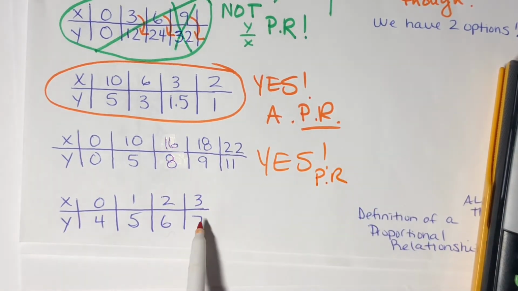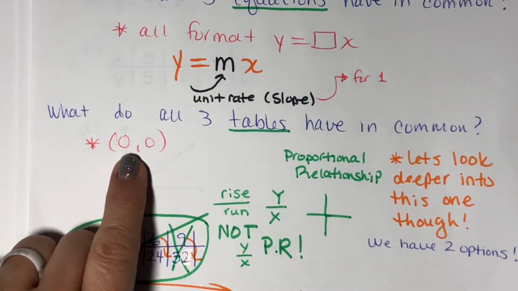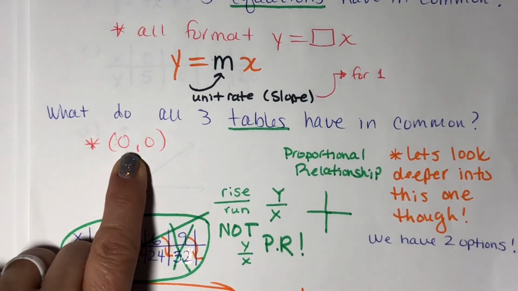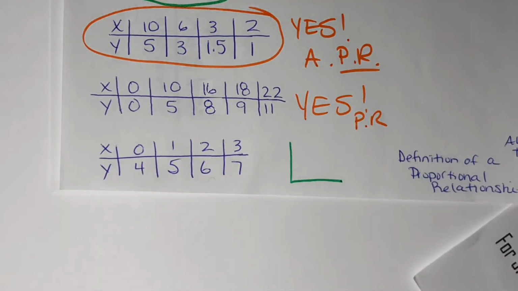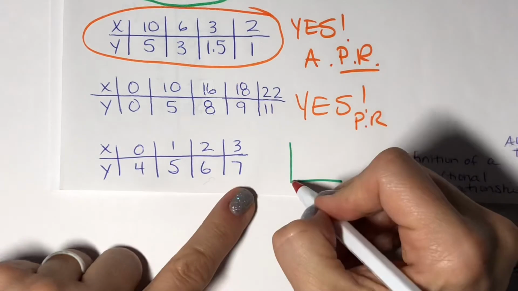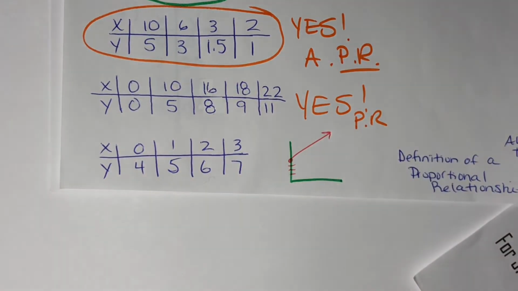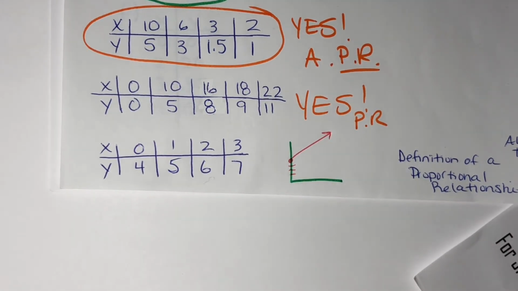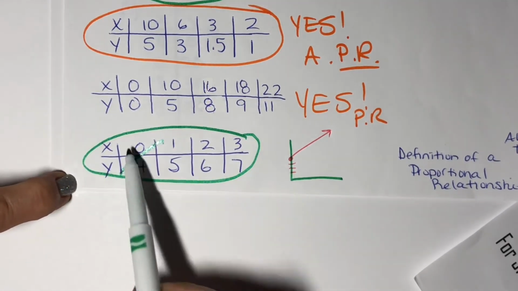I want to take a look at this last one, and guess what? This one's easy. Because what did I say up here? In order for it to be a proportional relationship, the first qualification it needs to meet is that it has to have a 0, 0. And this doesn't. This has a 0, 4, which means if I were to plot this, I'm not even starting at the origin. I'm starting at 0, 4. It might be a straight line, but it's not a straight line through the origin. And so in order for us to say this is a proportional relationship, it doesn't even meet the first qualification.